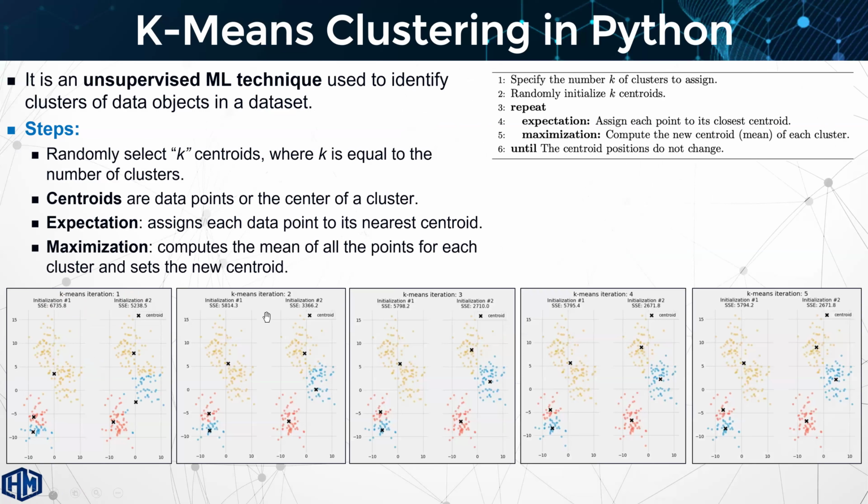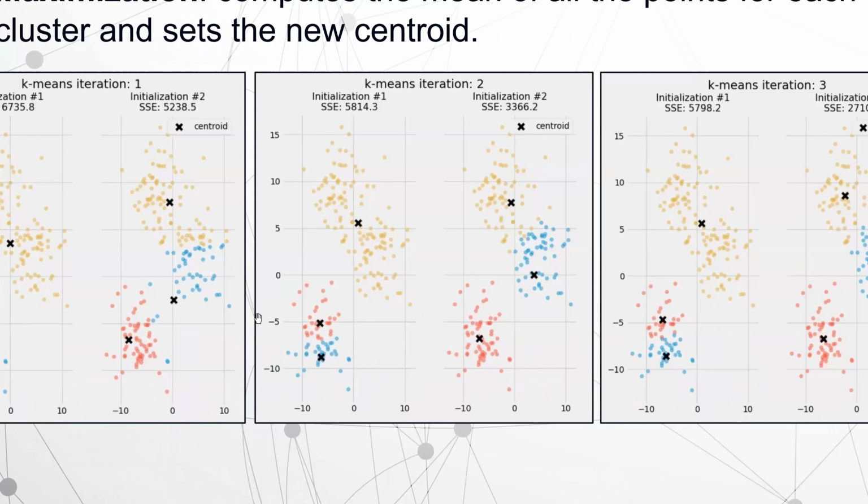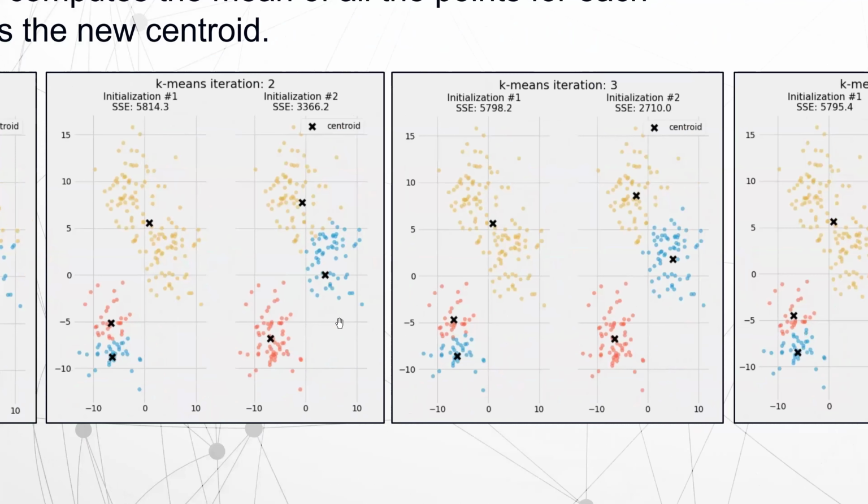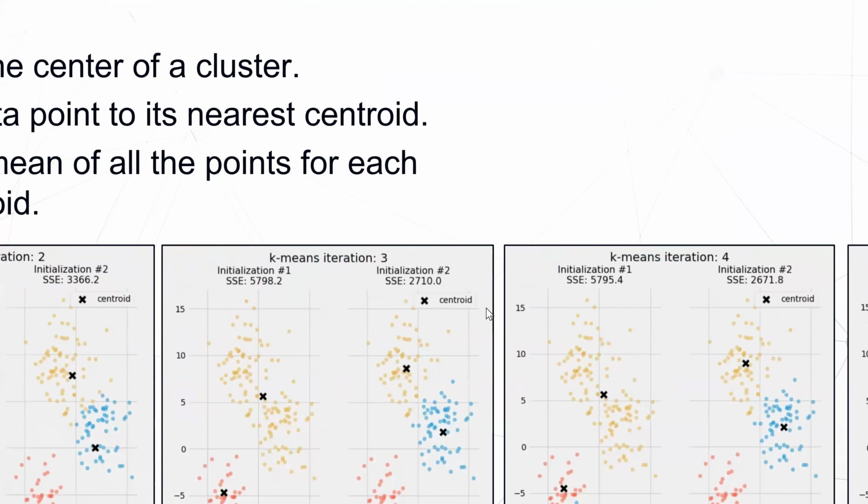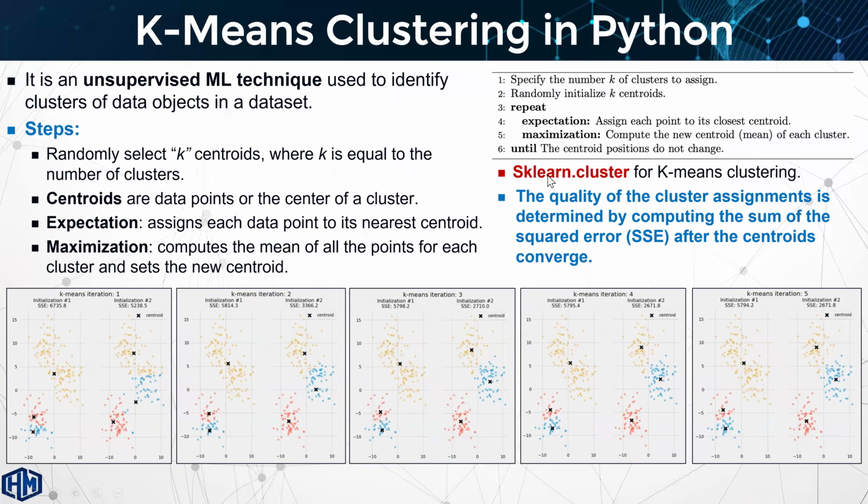We have different iterations, as you can see, iteration one, and in each iteration we change the location of the centroid points to reach the optimum number of clusters and the optimum location of the assigned points. In this case, the sklearn or scikit-learn clustering module will be used, and the quality of the cluster assignment is evaluated by calculating the SSE, the sum of squared errors, after the centroids converge.